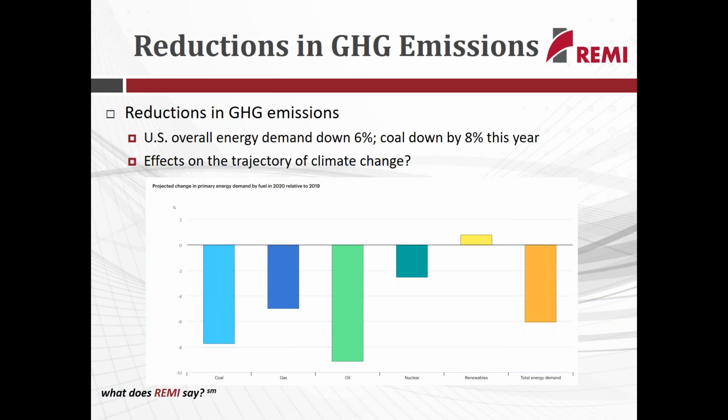So let's look at some examples of the COVID impacts, which we just briefly discussed. This graph shows the projected change in primary energy demand by fuel category in year 2020 relative to year 2019. As you can see from this graph, the overall energy demand in the US is down by 6% this year, especially for coal and oil. And renewable energy usage, in contrast, has increased by about 1%. However, these changes are fairly small, and it's only for a short period of time. So it's not really clear to us whether these changes will have significant impacts on the trajectory of climate change.